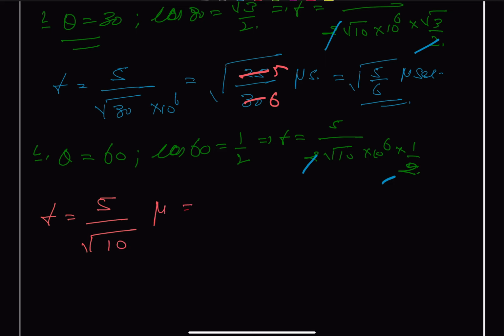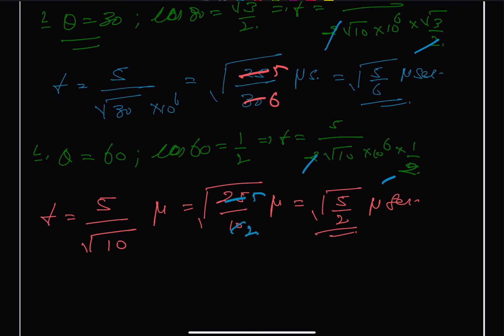microsecond. This can once again be written as 25 upon square root of 10, microsecond, and this goes by 5 and this goes by 2. So we get this as 5.2 microsecond.